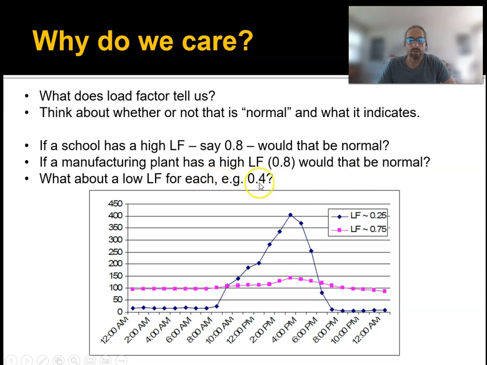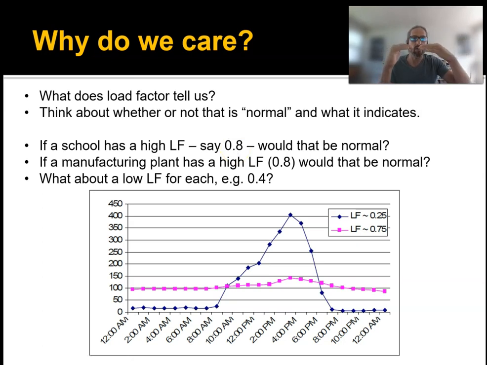Whereas for a low load factor, if I get a 0.4 for a school, that's probably about right. Maybe a little bit lower, maybe a little higher depending on the total use, but that's in the ballpark, right? Whereas if I have a manufacturing plant that has all three shifts, manufacturing 24/7, I would not expect a very low load factor because I should have a pretty constant load. And so if I'm analyzing a school like your school and I get a load factor of 0.8, that would tell me that it really shouldn't look like that.